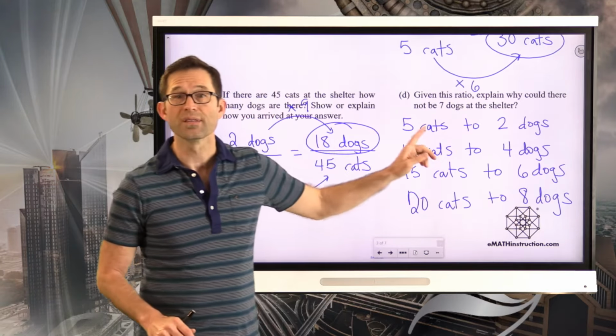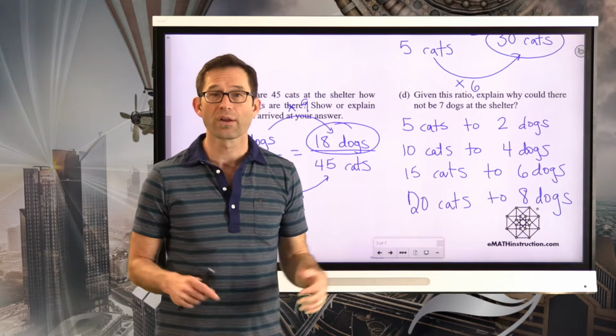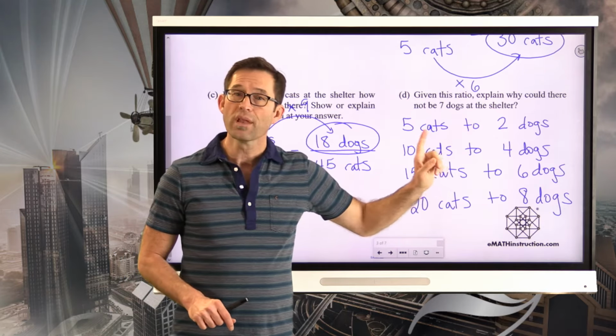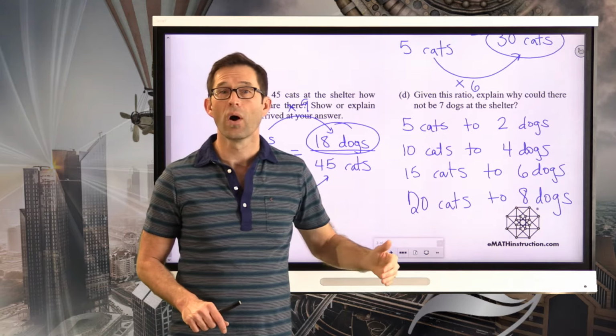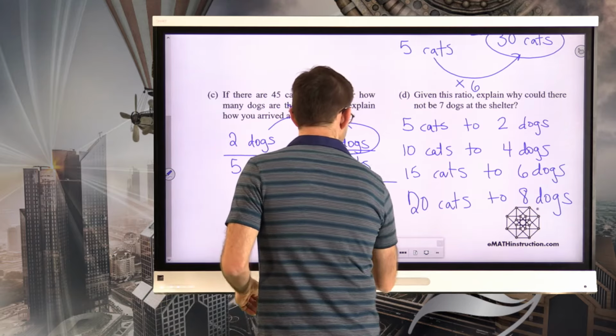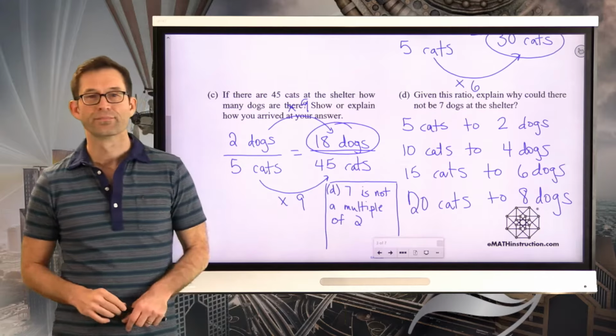And the reason why is that 7 isn't an integer multiple of 2. Now, if we could somehow have fractional cats or fractional dogs, then we could actually get there. But the reason in this case why we couldn't have 7 dogs is that 7 is not a multiple of 2. So maybe I'll just tuck that in right here. Letter D, 7 is not a multiple of 2. All right, great.